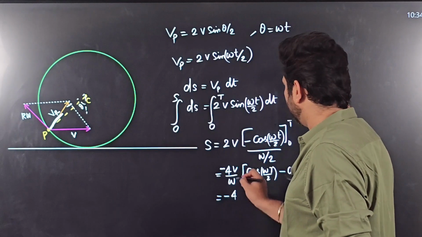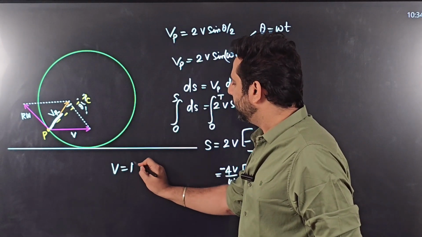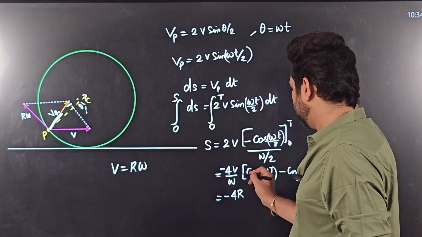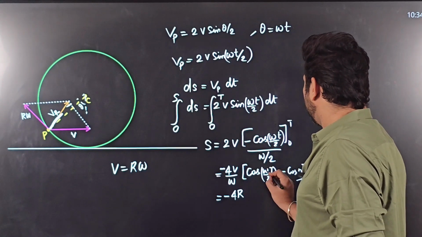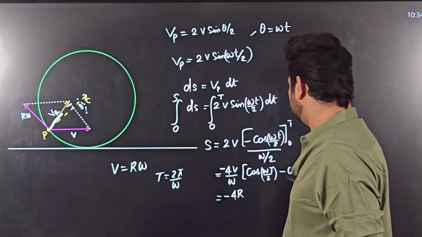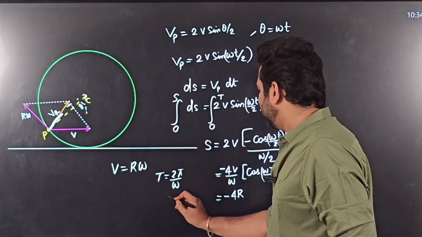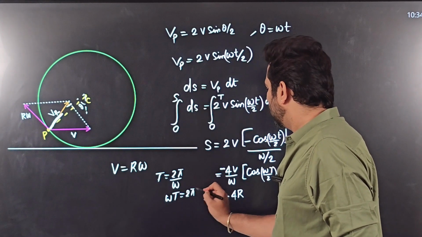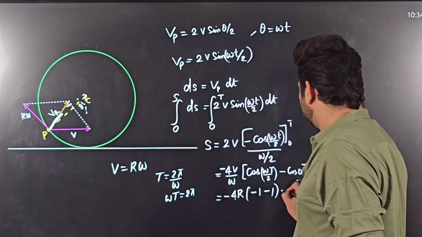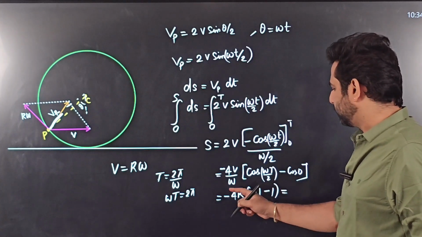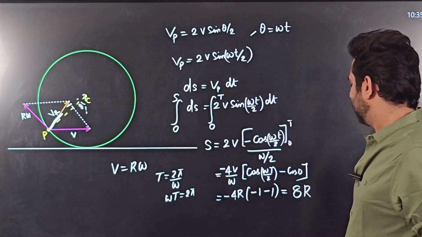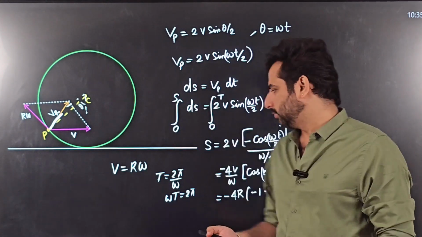That is minus 4V by omega. Because it is pure rolling, V is equal to r omega. So V by omega is r, so I am substituting r instead of V by omega. Cos omega into T, T is equal to 2 pi by omega. So omega into T is 2 pi. Omega T by 2 is pi. Cos pi is minus 1, minus cos 0, that is 1. So this is minus 2, minus of minus, plus 2, into 4r. Finally, the distance traveled by the point P on the rim in one rotation is 8r.